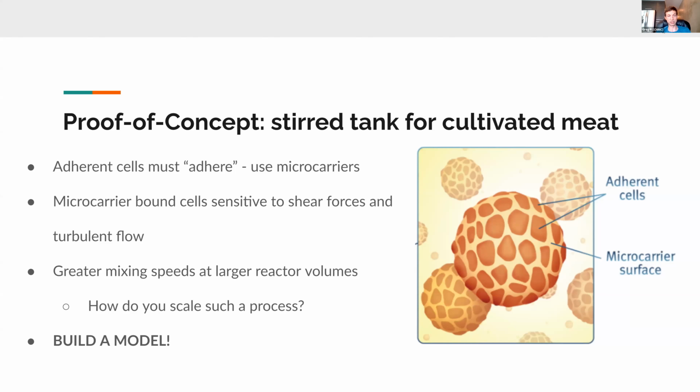But the problem with this is that it renders the attached cells more sensitive to potentially damaging shear forces and turbulent flow. And then at larger scales, you're going to have to mix the system more vigorously to achieve the kind of homogeneity that you need. But that, in theory, can create more damaging shear forces. And so having these two limitations in mind and knowing there's a trade-off between stir speed and shear forces, it begs the question, well, how do you scale such a process? One way to do that is to build a model, which is what the last part of this slide is trying to emphasize. So next slide, please.